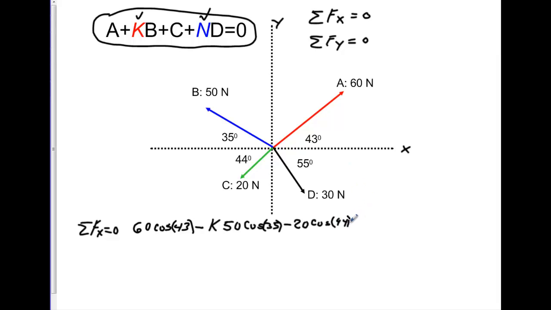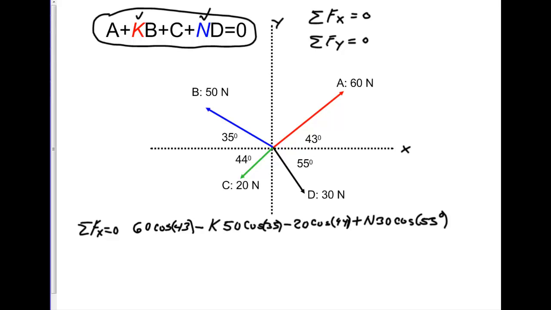I'll put the parentheses in a little better. 44, and now D is going to be multiplied by N. It's going to have a positive x, so it'll be plus N times 30 times the cosine of 55 degrees. Okay, and we're going to try to simplify this. We'll get our calculator out, and we're going to see what we're going to get here.